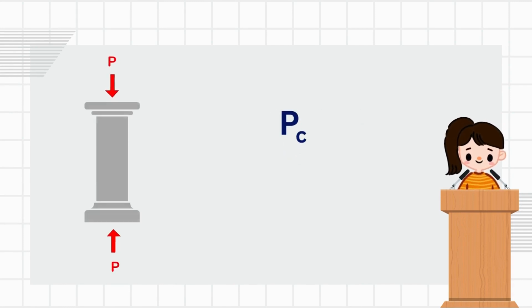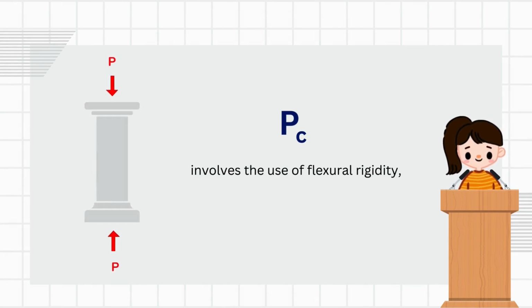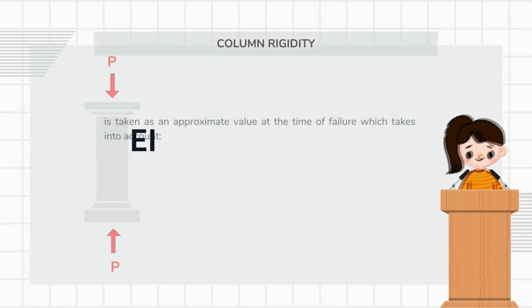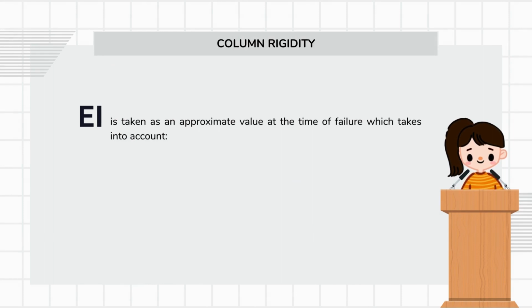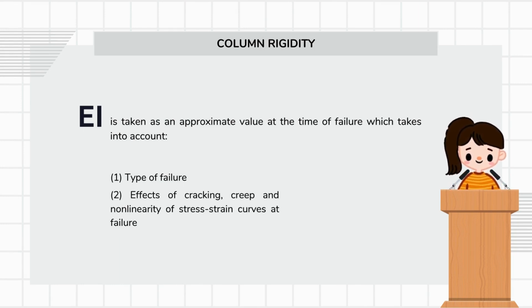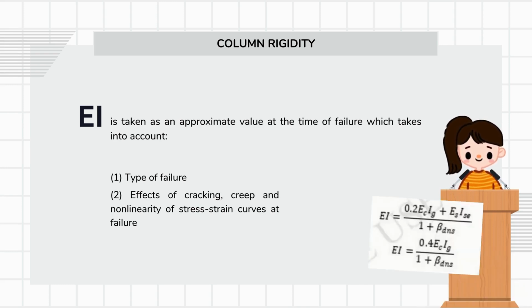In calculation of the Euler critical load, Pc involves the use of the flexural rigidity, EI, of the column section. The value of EI is taken as an approximate value at the time of failure, which takes into account: one, the type of failure, it may be material failure or stability failure; two, the effects of cracking, creep and nonlinearity of stress-strain curves at failure.